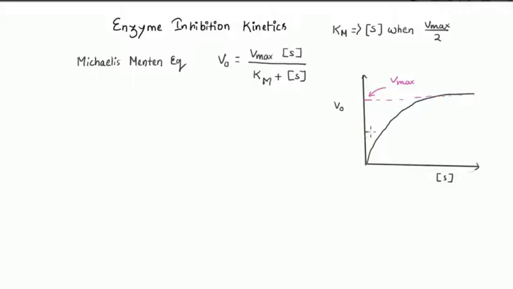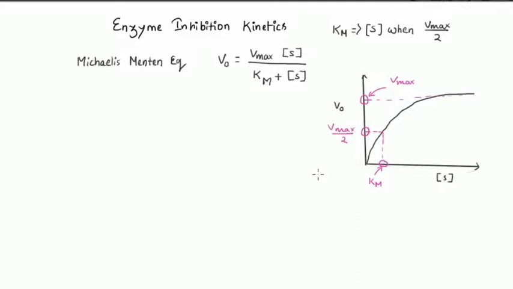And this point on the y-axis is the maximum velocity, or Vmax. We take half of Vmax and extrapolate it to the x-axis. We get the value of Km. So this is Vmax by 2, this is Vmax, and the point where it hits the x-axis is Km.